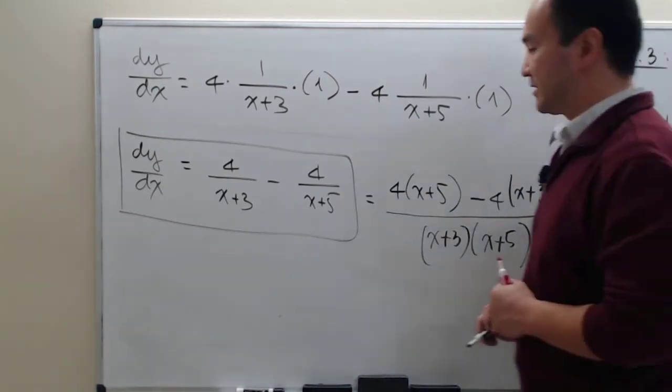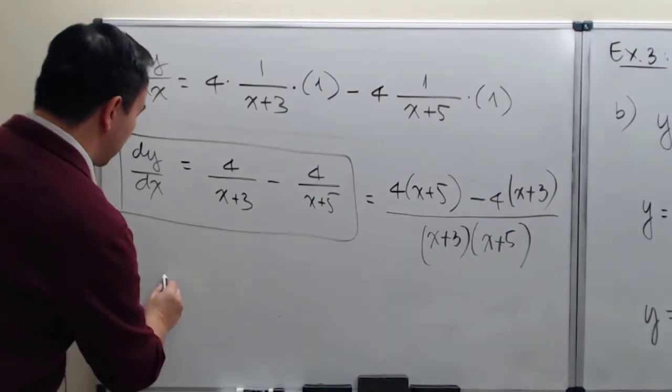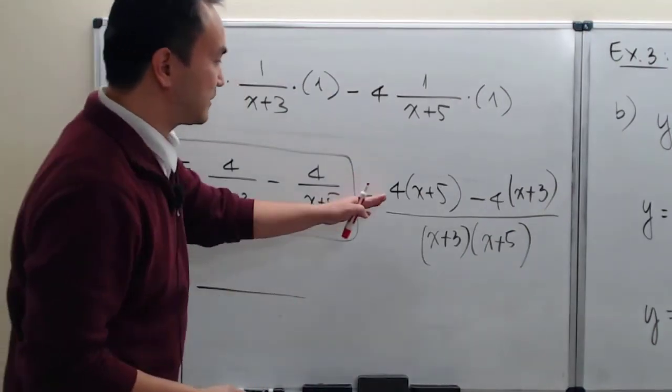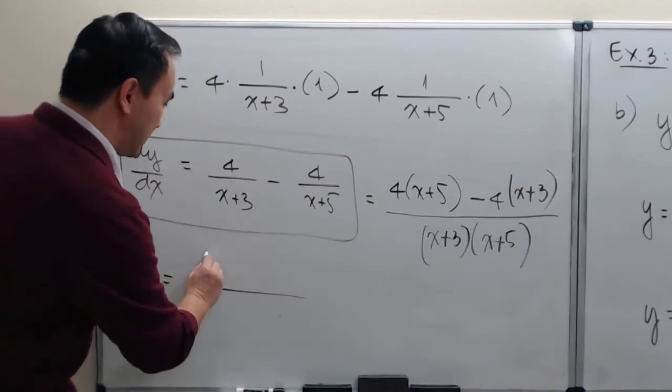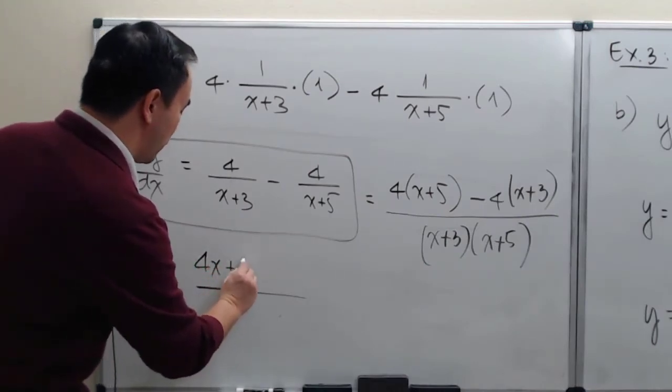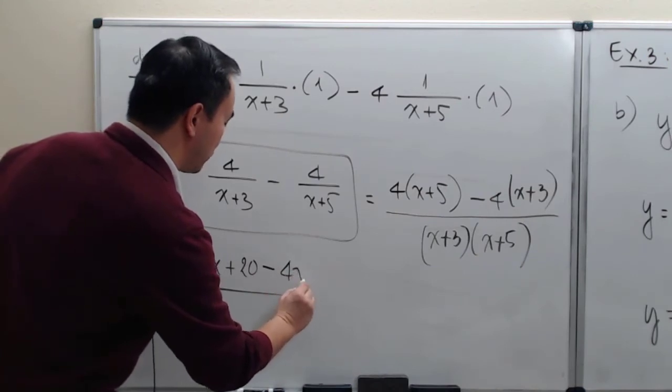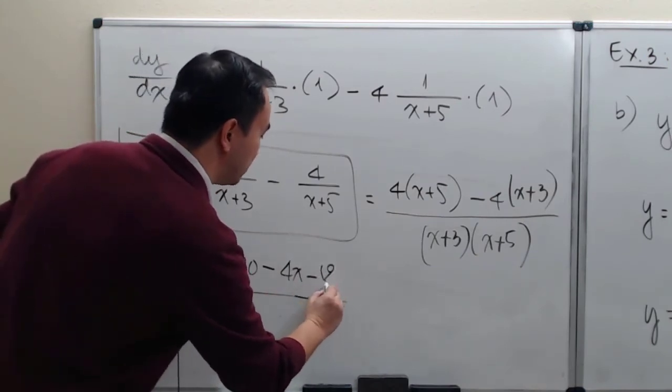Now it just takes a little bit of time to take the parentheses out there. We're looking at 4x plus 20 minus 4x. Watch out for sign change. Minus 12. Okay.